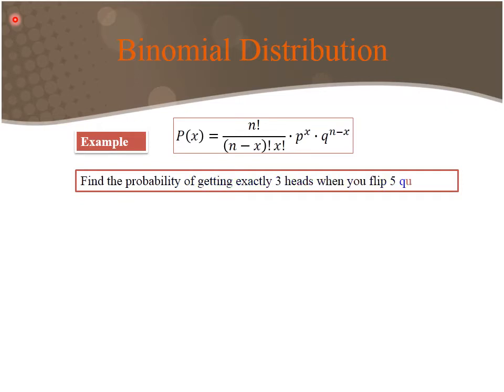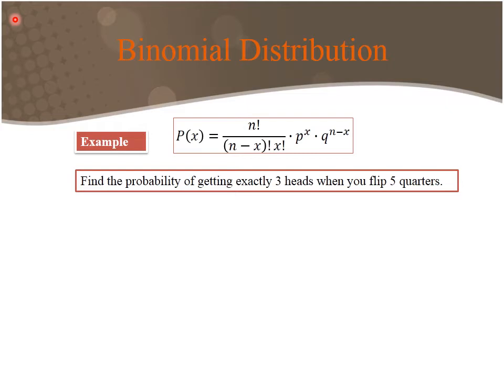Find the probability of getting exactly 3 heads when you flip 5 quarters. To answer this question, in order to use the formula for the binomial distribution, we first have to make sure that this would result in a binomial distribution. So we have to ask ourselves the 4 questions to make sure this meets the 4 criteria.